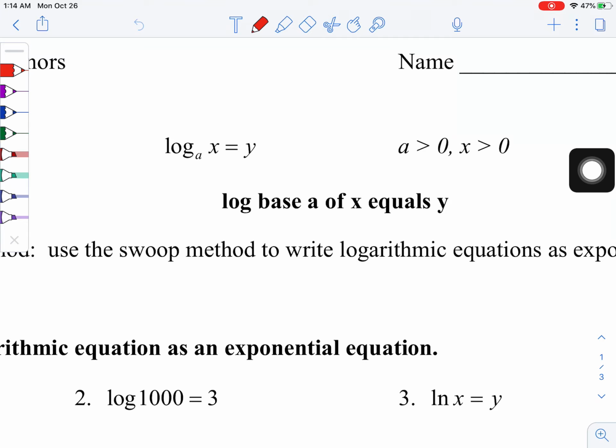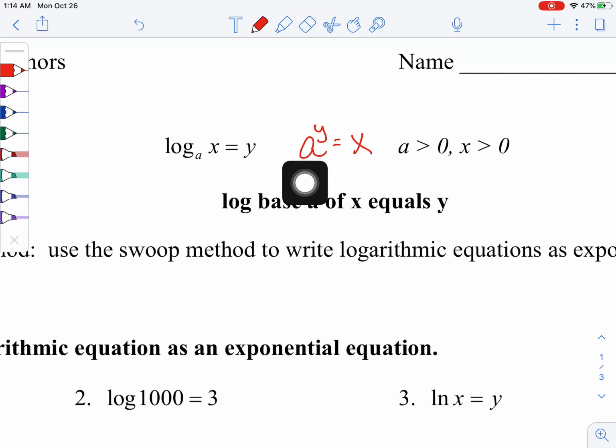Now, what does that look like as an exponential equation? Well, your base is your base. So you have a base A. And this is where it becomes, well, one of these is your exponent and one of these is the answer. And it's weird, but the exponent's actually over here. So it's going to be A to the y is equal to x. All right. And so this exponential equation is exactly the same thing as this logarithmic equation. So that's kind of how those two are related.